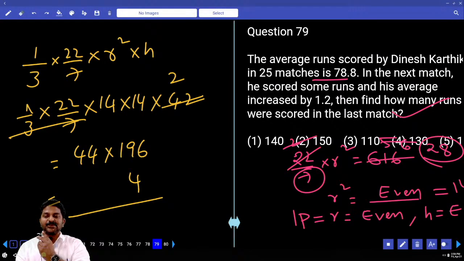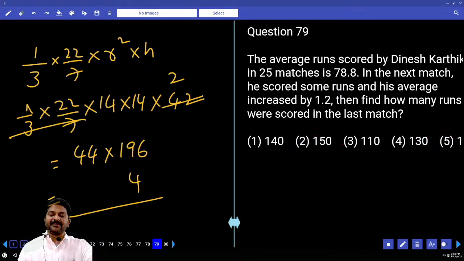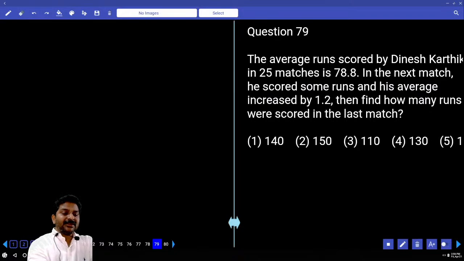The average runs scored by Dinesh Karthi in 25 matches is 78.8. In the next match, he scored some runs and his average increased by 1.2. Then find how many runs were scored in the last match. So far, how many matches are over? 25. In which match is he playing now?